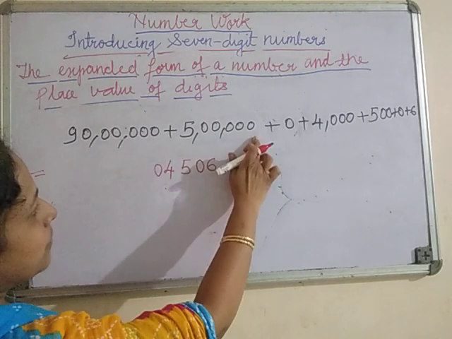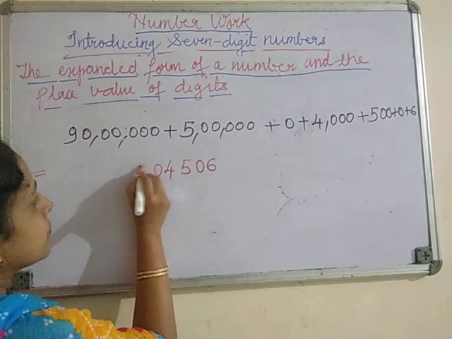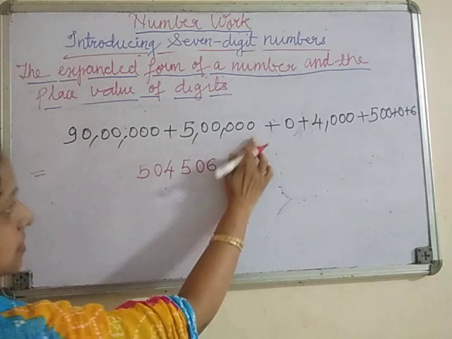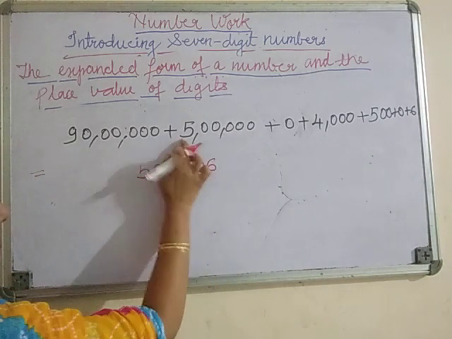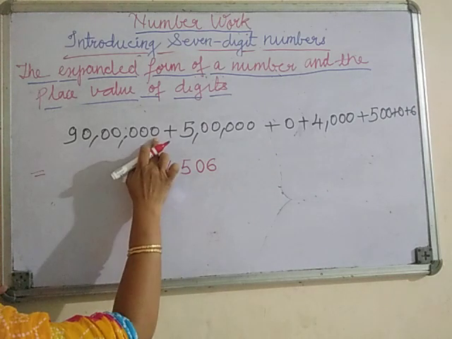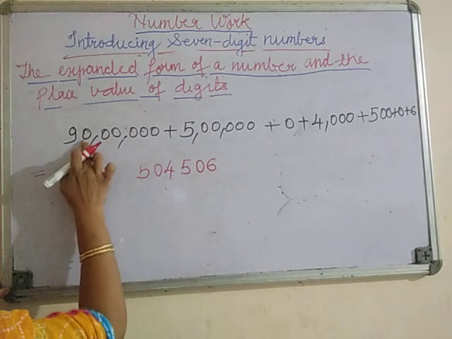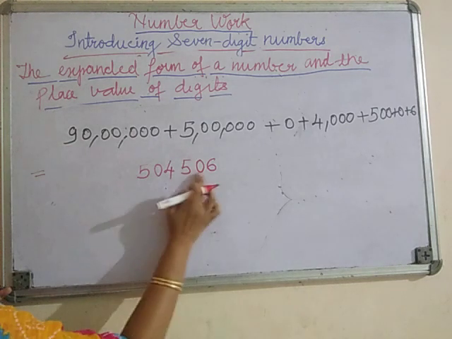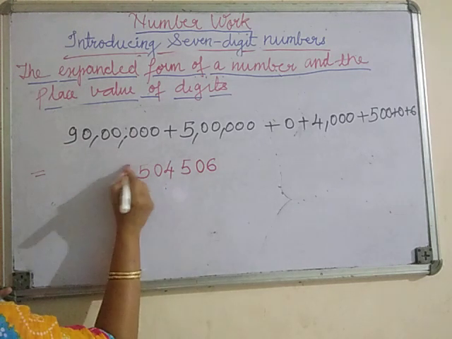In the lakh place you have 5 here, so you write 5 here, and in the 10 lakh place, count the digits. So here 1, 2, 3, 4, 5, 6. Correct? Now let's count this one. 1, 2, 3, 4, 5, 6 and 7. Right? So 9 will come in the 7th place.